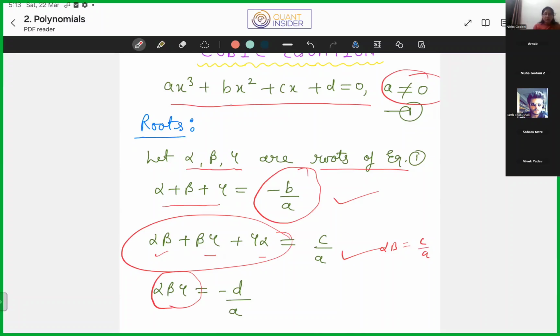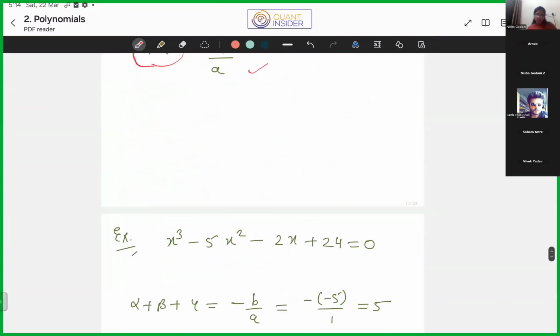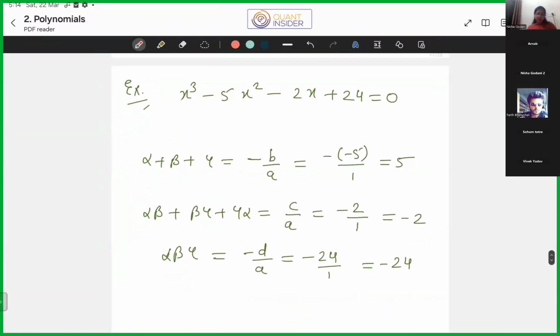So keep in mind, in this equation you have b, c, d. Minus b by a, then for c, plus c by a, then for d, minus d by a. So minus, plus, minus. For this equation, you have been given an example. For this, you can find alpha plus beta plus gamma, alpha beta gamma, and alpha beta plus beta gamma plus gamma alpha from this equation.